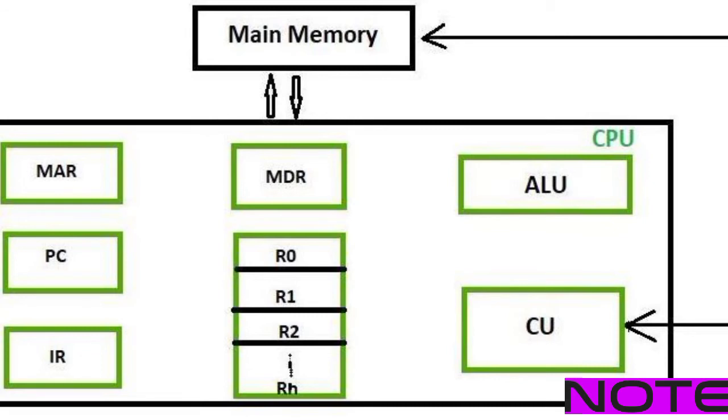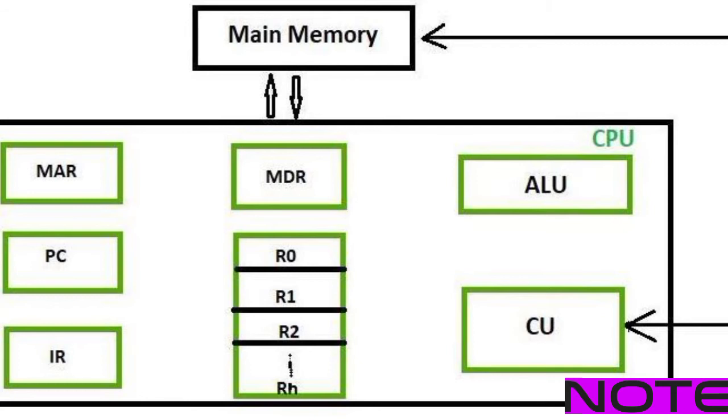There are several important registers. Memory address register, MAR, is used to hold the address of the current memory location. Instruction register, IR, holds the current instruction that is being executed. Program counter, PC, holds the address of the next instruction to be executed. Input-output registers are used to communicate with the input-output devices.